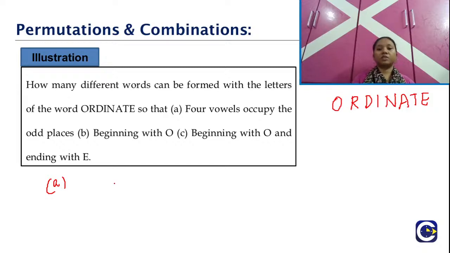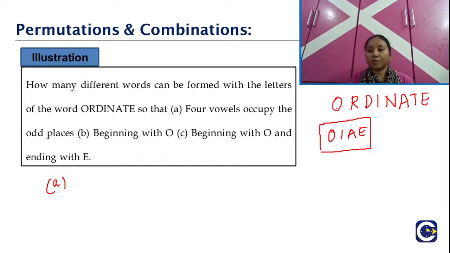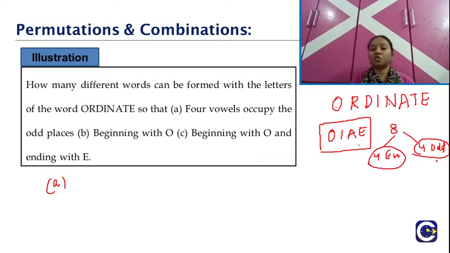In the given word ORDINATE, how many vowels are there? 4 vowels: O, I, A and E. These 4 vowels have to occupy the odd places. The total number of places here is 1, 2, 3, 4, 5, 6, 7, 8. Amongst these 8, 4 will be even places and 4 will be odd places. In the odd places these 4 vowels have to be placed, which means the other 4 even places have to be occupied by the remaining 4 consonants.